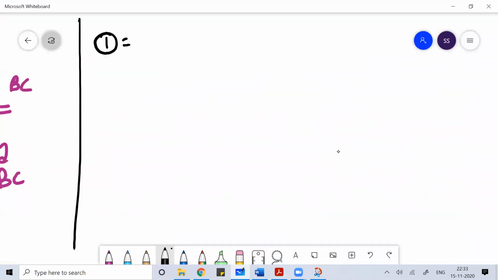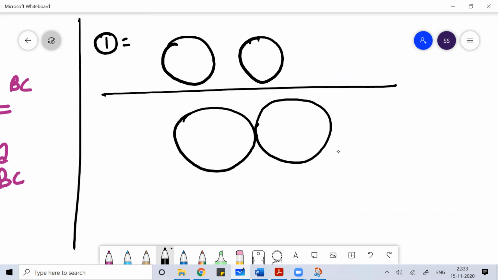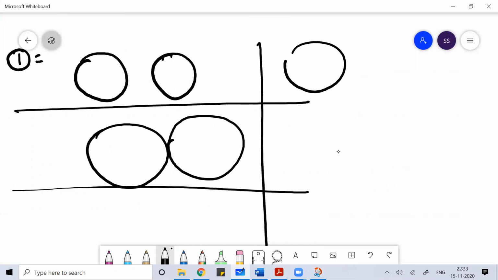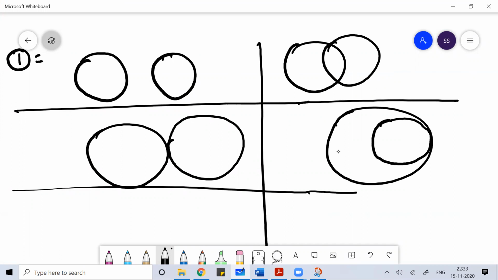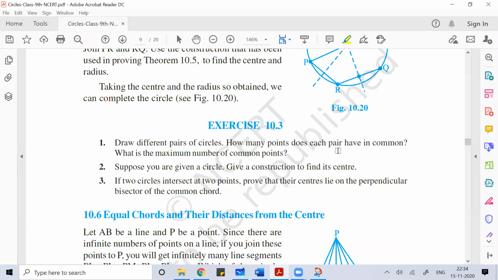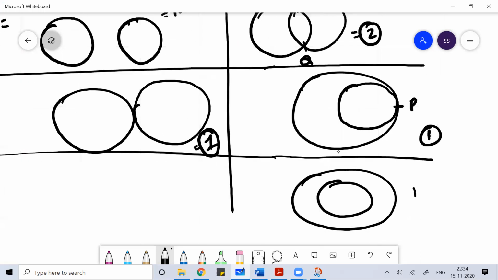Question number one is to draw different pairs of circles. One pair, another pair, then this pair, and this another pair. So these are different pairs of circles. In one, one point is common. Then here two points are common, you can see P and Q. Here one point is common, P. And here you can see no point in common.